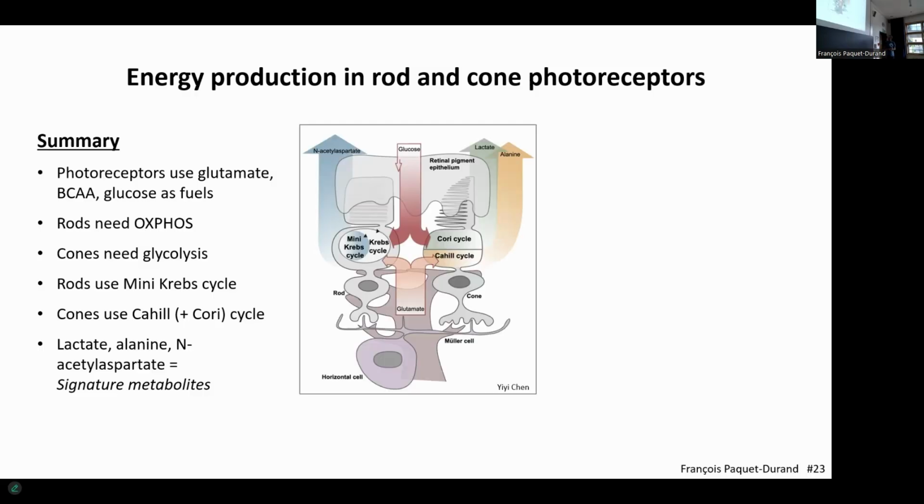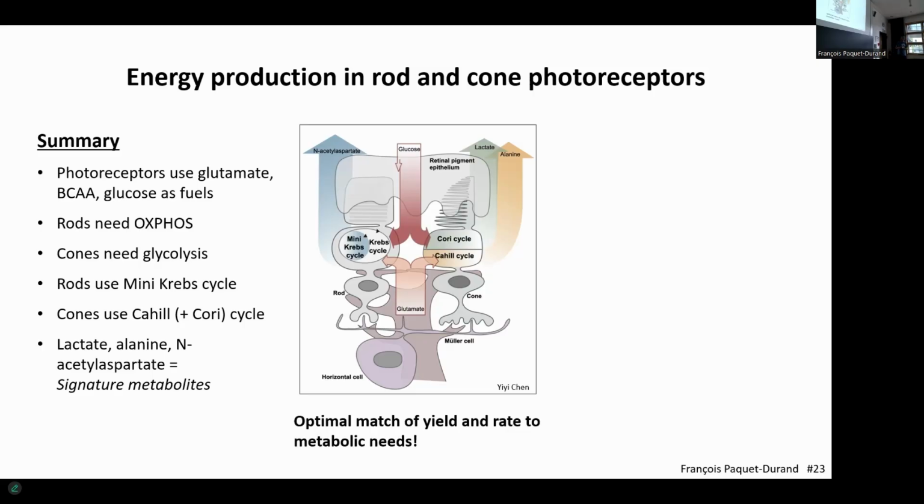My former PhD student, Yi Chen, tried to put this into some sort of graphical abstract, in which the rod photoreceptor on the left would use the Mini-Krebs cycle and perhaps the Krebs cycle, whereas the cone photoreceptor would be using the Cori cycle and Cahill cycle, and this would be driven by glutamate and glucose input, releasing to the top towards the bloodstream N-acetyl aspartate, lactate, and alanine. Now, N-acetyl aspartate, just as a fun fact, is one of the most abundant metabolites in the retina and in the brain.